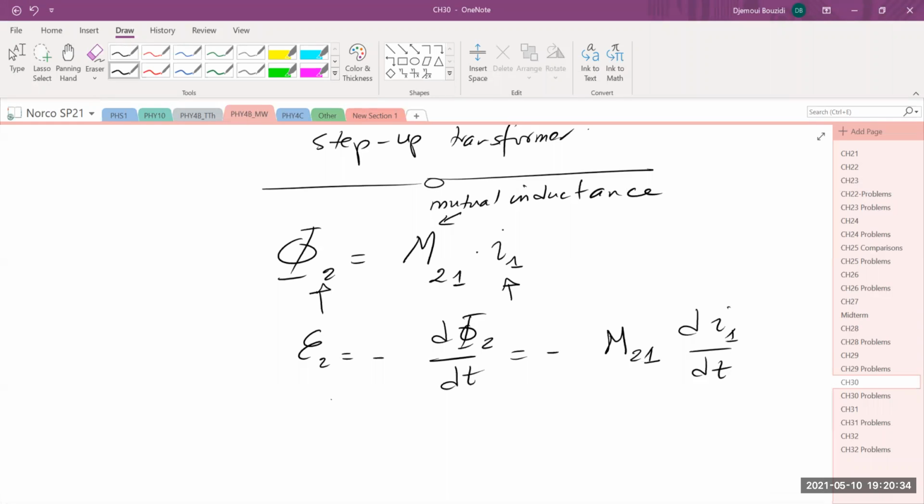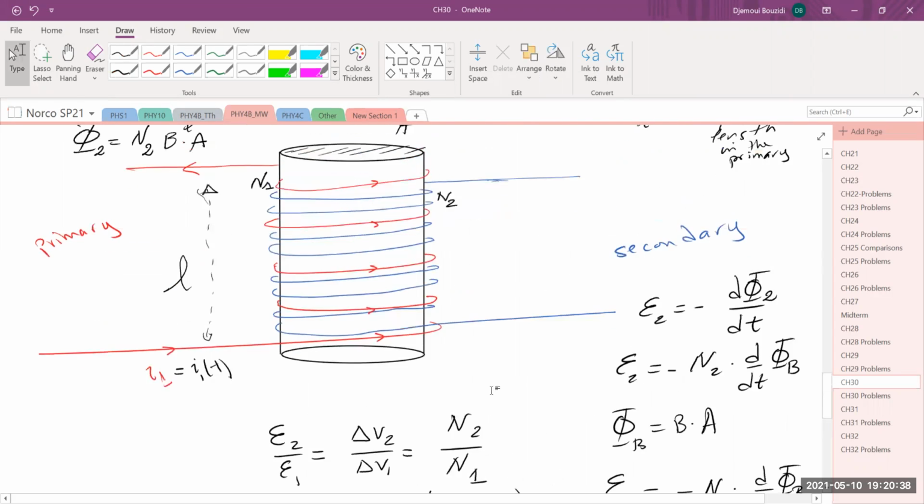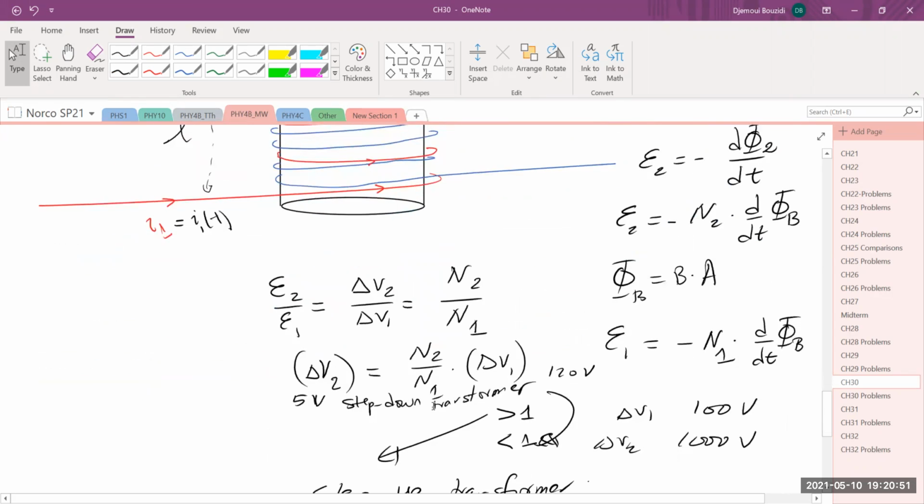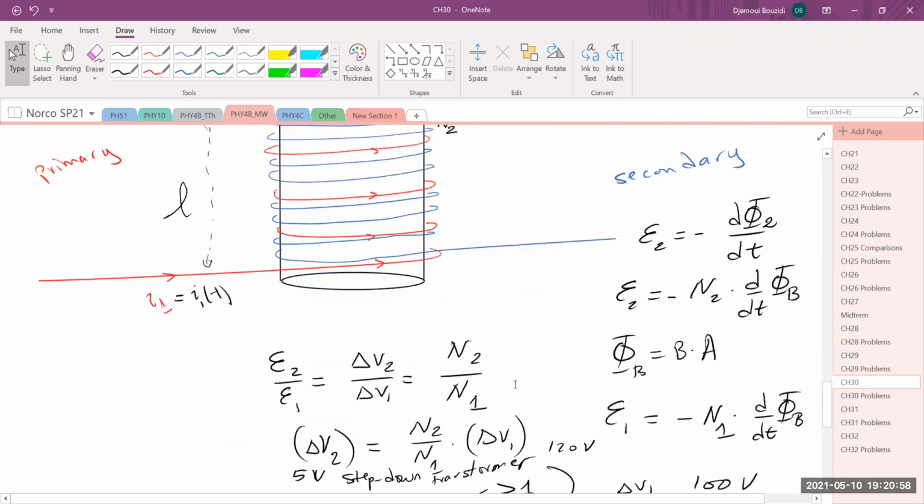Obviously, what is a secondary can be a primary, or what is a primary can be a secondary. I could do the same thing. I could have a current in here in the secondary, vary it, and in doing so, I will have a current in the primary. So what was my secondary can become my primary, and what was my primary can become my secondary. And what used to be a step-up transformer can actually become a step-down transformer, and vice versa. Because there is a perfect symmetry between the two.